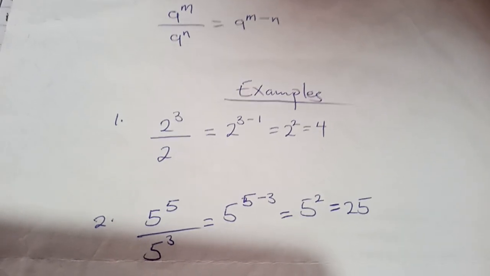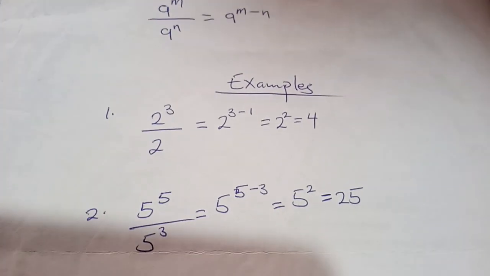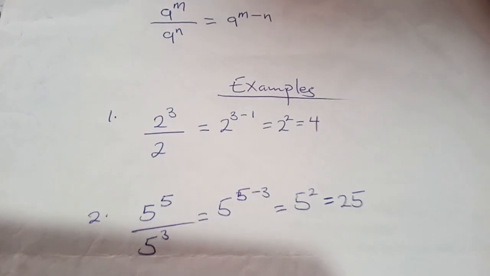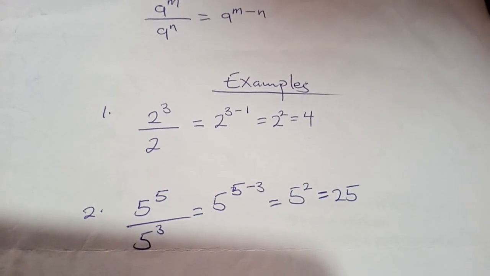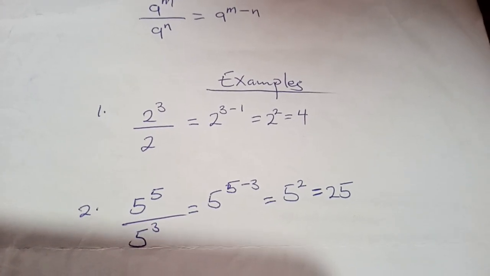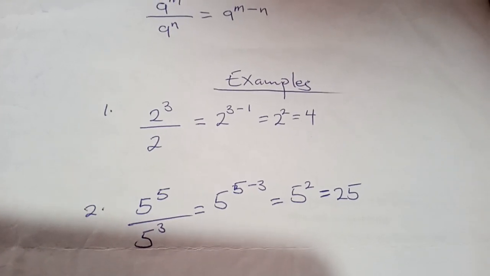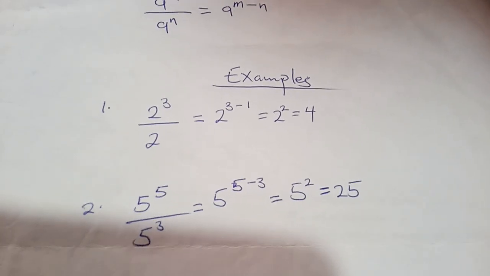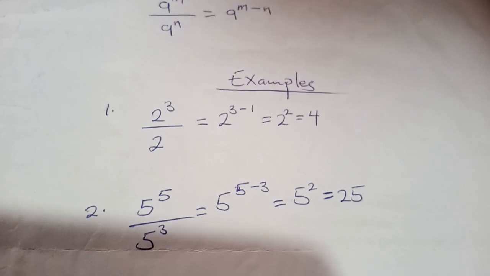Now, per the laws that we studied, when you look at the bases, we have 2 there. The 2 at the numerator has the power 3, and the 2 at the denominator has the power 1. The 2s are the same, so it means that the bases are the same. If the bases are the same, what will you do when you are dividing? We are going to subtract the exponents, or the indices, or the powers. So you will subtract the 1 from the 3 per the law that we studied.